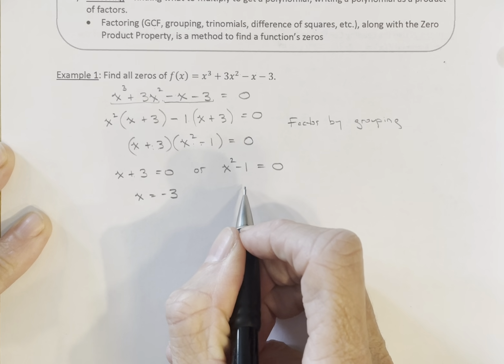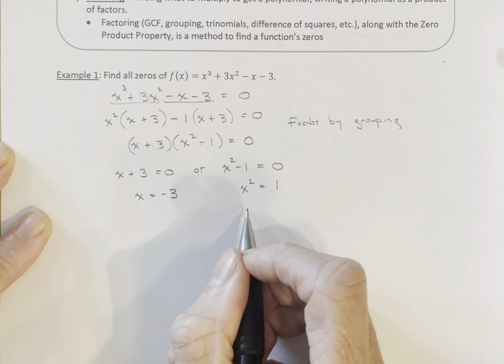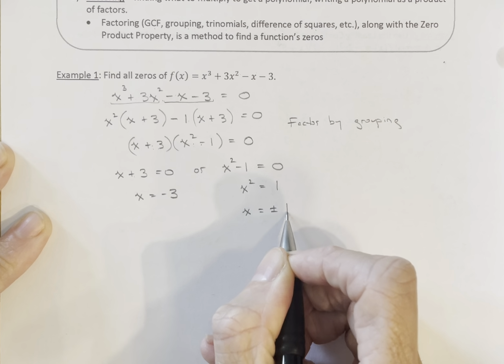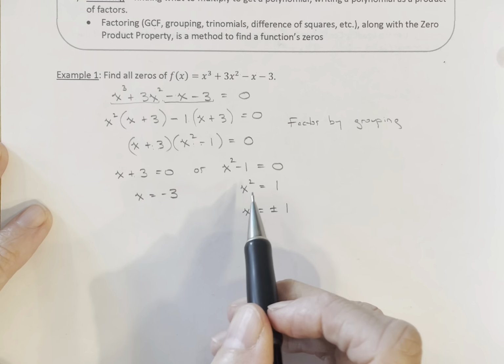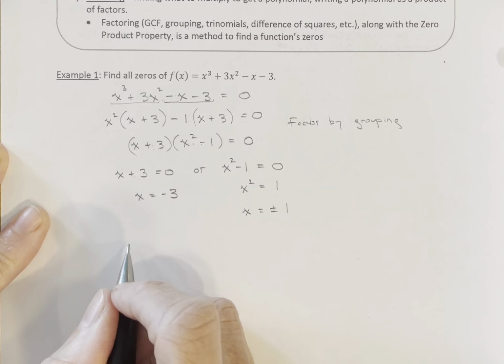And over here, if I add 1 to both sides, I get x squared is equal to 1. And of course, I can then square root both sides, and x is equal to positive or negative 1. Don't forget it's positive or negative. So I have 3 zeros.